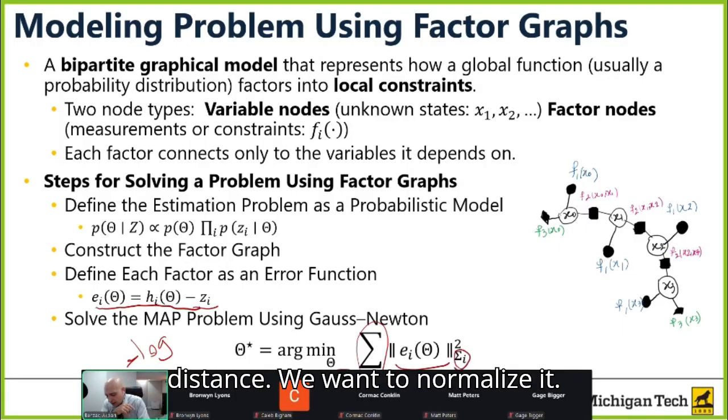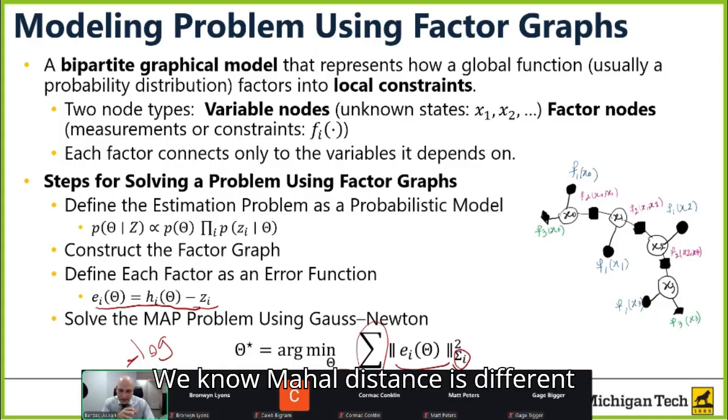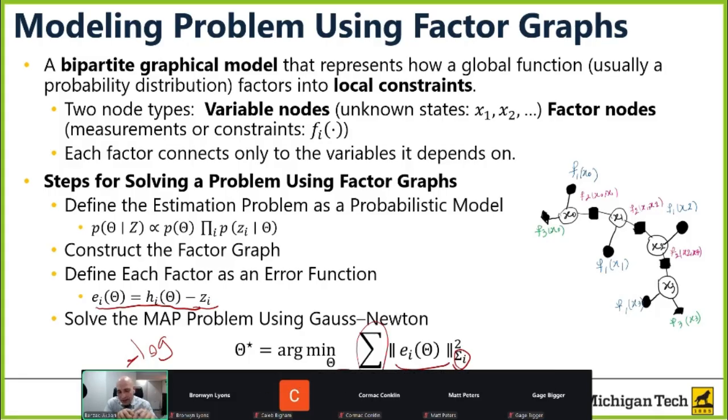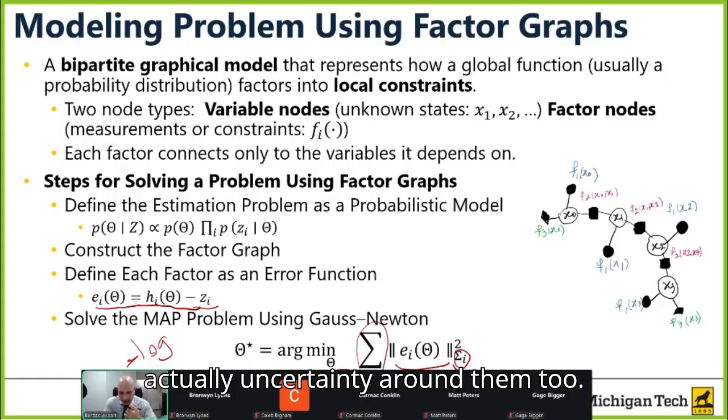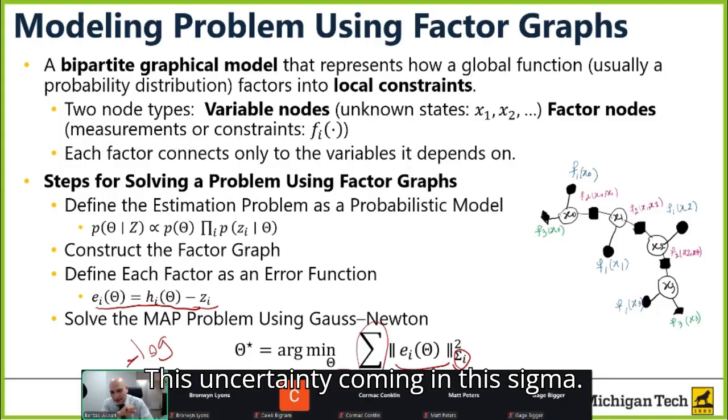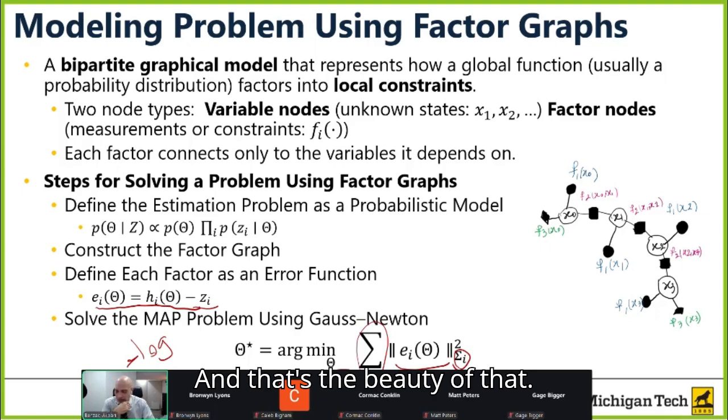We want to normalize it. We know the Mahalanobis distance is a difference between two distributions. It's not just two values, x and y. It is the distribution of x and y. We consider the uncertainty around them too. This uncertainty comes in through this sigma, and that's the beauty of it.